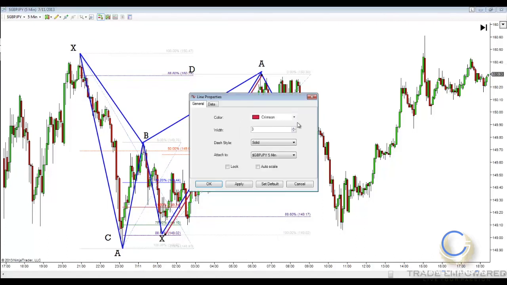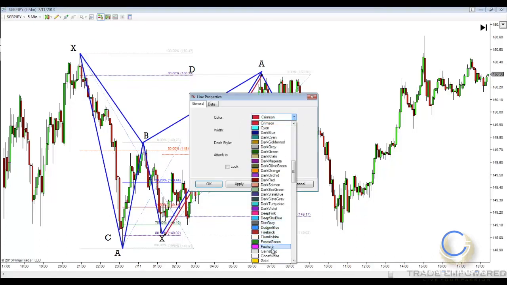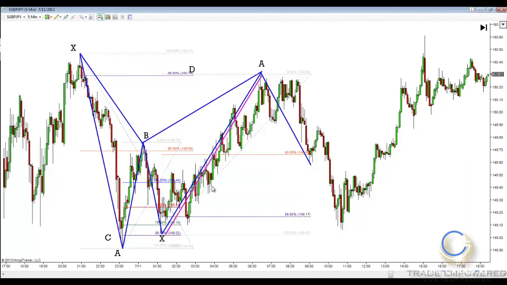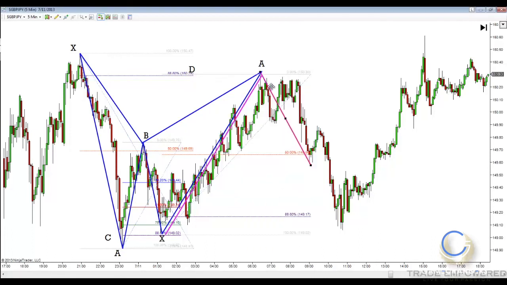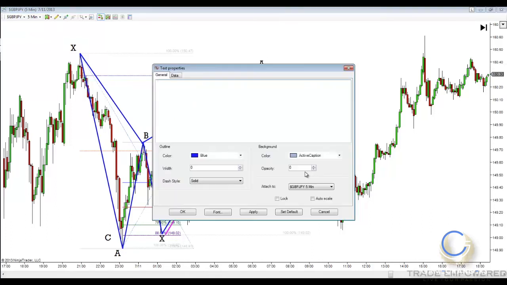Nope, that's not going to work. Let's make it pink. Pink, there we go. So our first one's going to be in blue, our second one's going to be in this beautiful shade of pink. But we have our X to A. We come down to a 50%, so we now have a valid B leg.